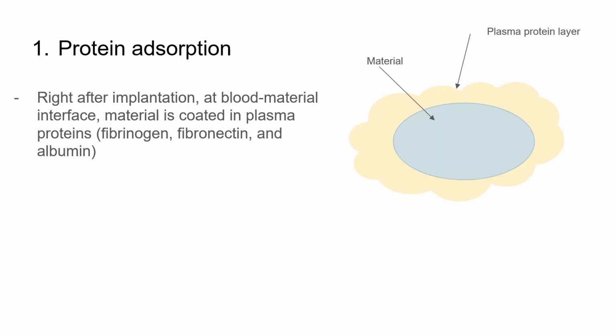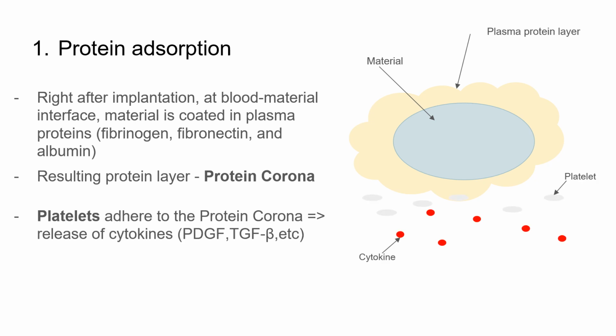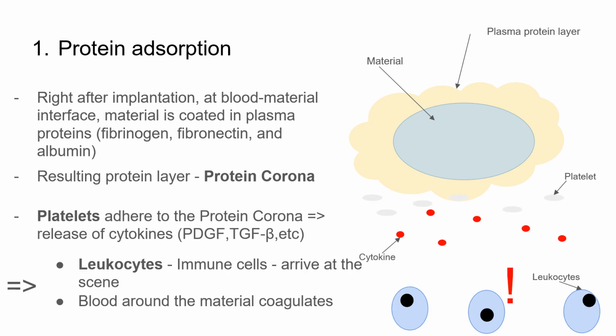Right after implantation at the blood-material interface, the body coats the surface of the implant in plasma proteins. This process is called protein adsorption, and the resulting layer is called the protein corona. Immediately after this, platelets adhere to the protein layer. This binding triggers them to release cytokines that aid the immune response by recruiting leukocytes to the site. The released chemicals also cause the blood to clot around the foreign body. This is the first step in creating the thromboinflammatory environment for later escalation.